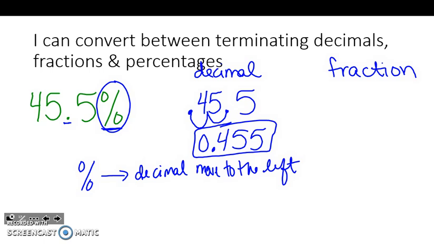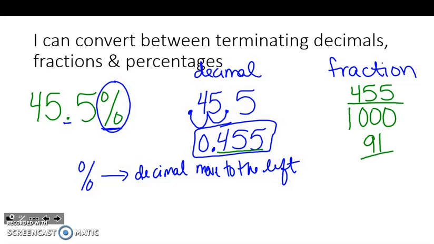Okay, so then for the fraction, we take all these numbers. So we have to take 4, 5, 5, and put that on top. And then your bottom number always starts with a 1. And then since there's 3 numbers on top, I have to add 3 zeros. Check if it will simplify. So punch it in, 455, ABC 1000. And you should get the answer of 91 over 200, which is your final answer.